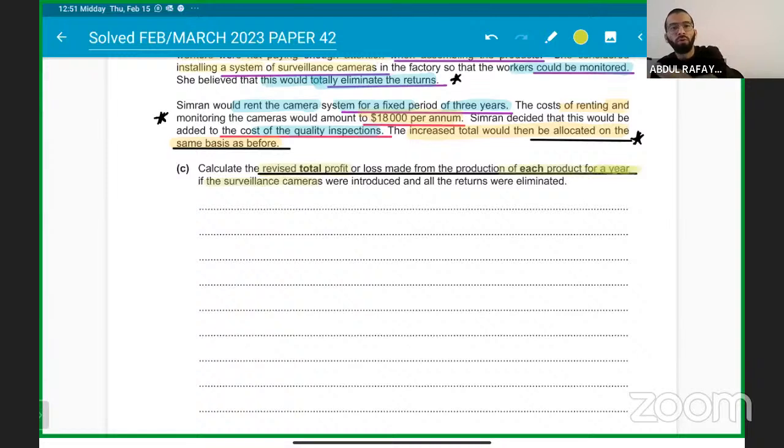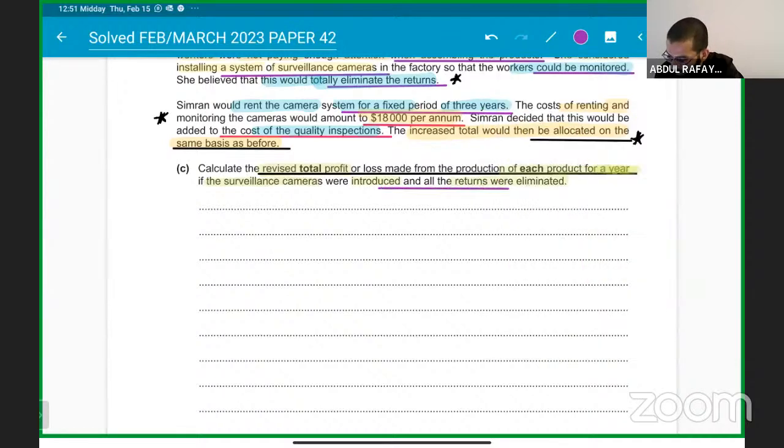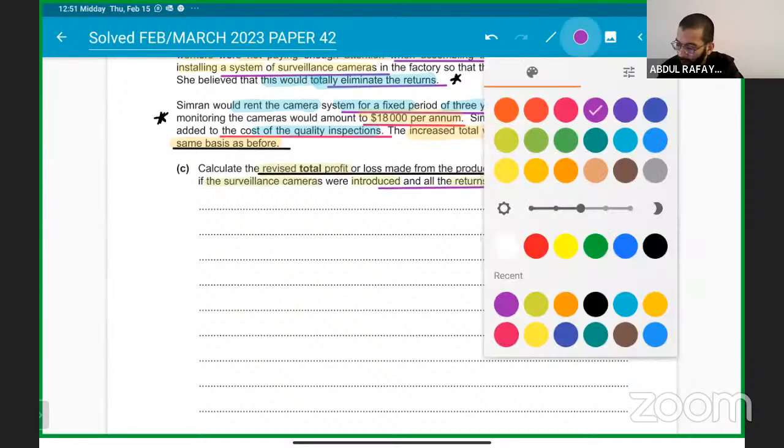For Simran, the company would rent the camera system for a fixed period of 3 years. They have tried to make it confusing as well, but it's not like that. You have to do it for a year only, and the yearly cost is given, and all the returns were eliminated if the surveillance cameras were installed. Clear with me? So let's try to do it directly.